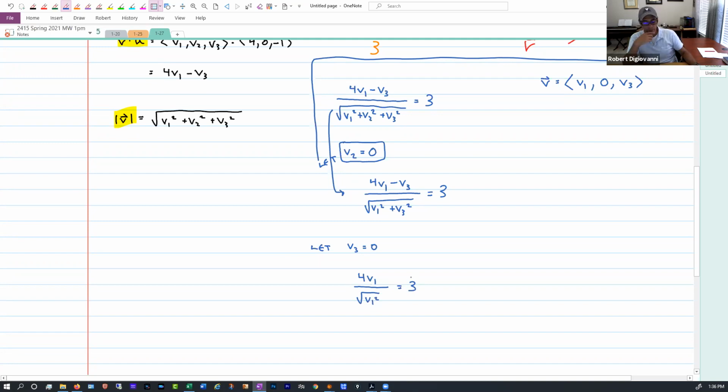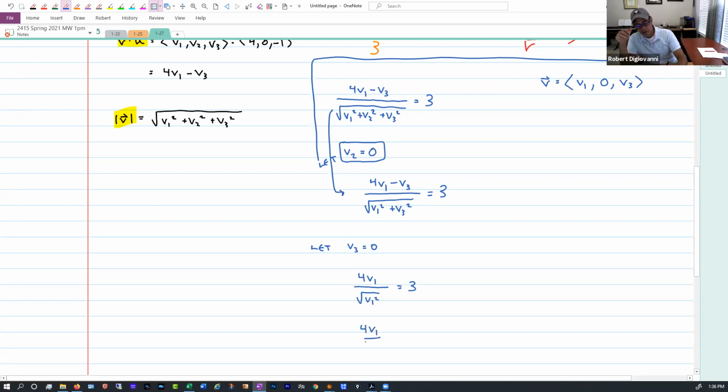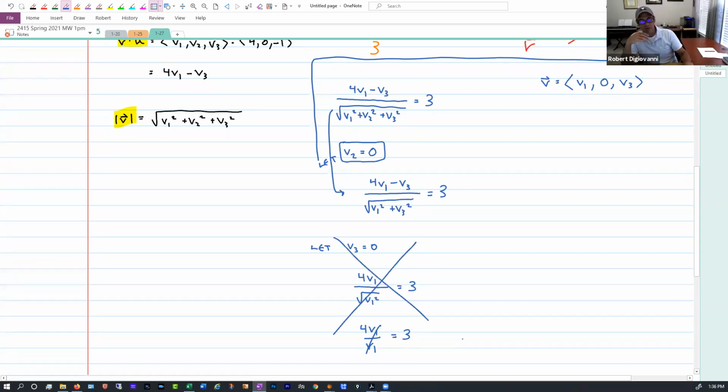Uh-oh, we have a problem. Does anyone see the problem? What's the denominator? Just V1. So if you have 4V1 over V1 equals 3, the V1s cancel, and what do you have? 4 equals 3, not going to work, right? So that means we can't let V3 be 0 or else it's not going to work. So we need to try something else.